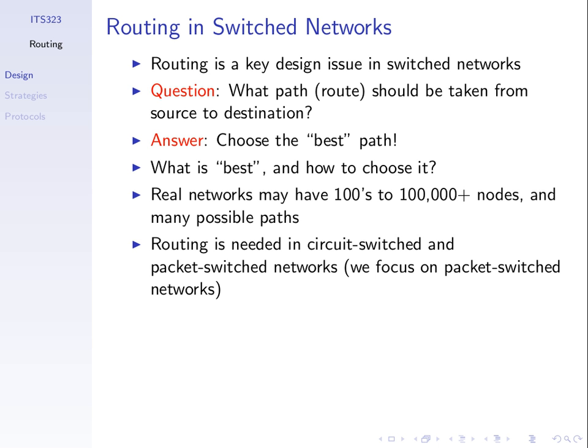We choose the best path. Then the question arises, how do we define best? And we have different metrics, different ways to measure the best path. Our example will have 6 or 7 nodes in it. Real networks may have hundreds of nodes, even larger, in which case you need an automated approach for finding the best paths and also for discovering information about those paths, which we'll talk about today.